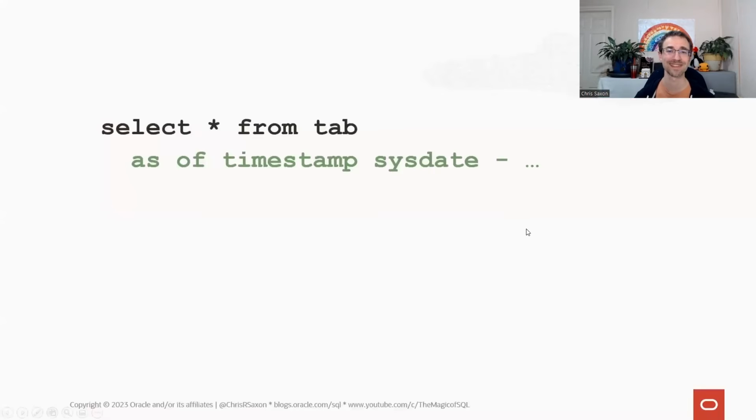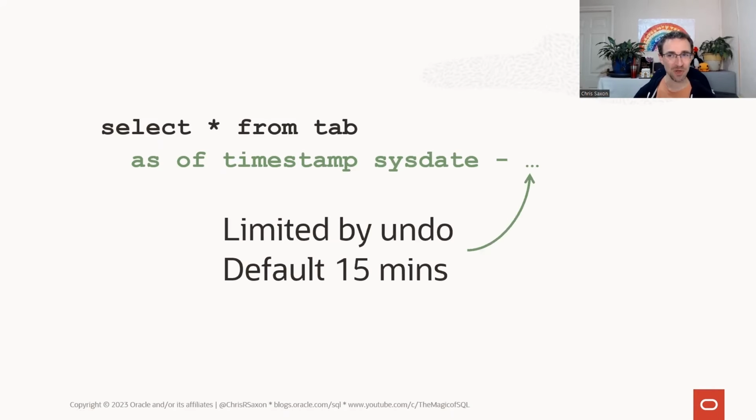So you can use this to see how the data existed in the past. Select star from table, as of timestamp, sysdate minus however far back you want to go. And I say however far back, this is limited by undo. By default, you're only guaranteed 15 minutes. You might get longer, but you're only guaranteed 15 minutes by default.